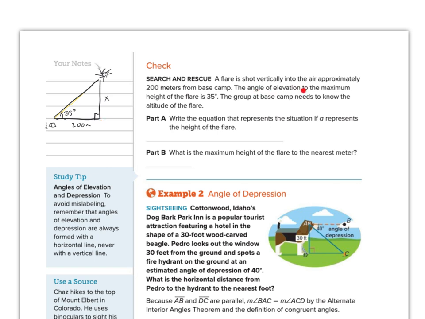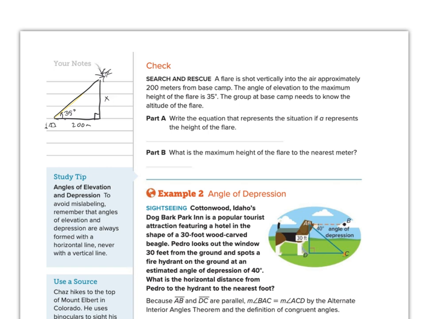And then it says the angle of elevation to the maximum height of the flare is 35 degrees. So from here, my angle of elevation as I look up to the flare is 35 degrees right here, this space right here. And it says the group at base camp needs to know the altitude of the flare. Well, the altitude is going to be the height right here. So the height is going to be x.